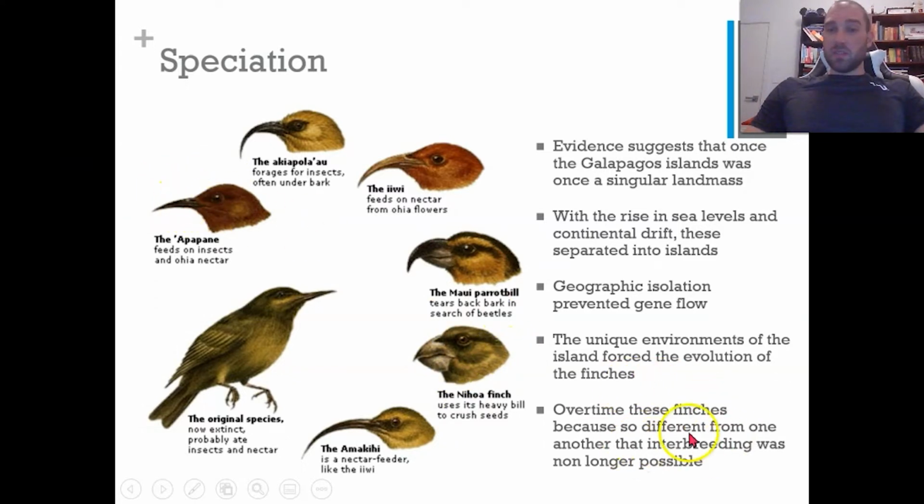Over time, the finches are so different from each other that they can't interbreed anymore, and that means they're their own defined species. So we might have had an original finch species that was populating the landmass that made up the Galapagos. As the Galapagos turned into islands, then we have different selection pressures on each different island, different food sources, and that's driven natural selection of the birds that are remaining on those islands, to the point where now they have enough genes that are different from each other that they wouldn't be able to interbreed if they were introduced to each other again.